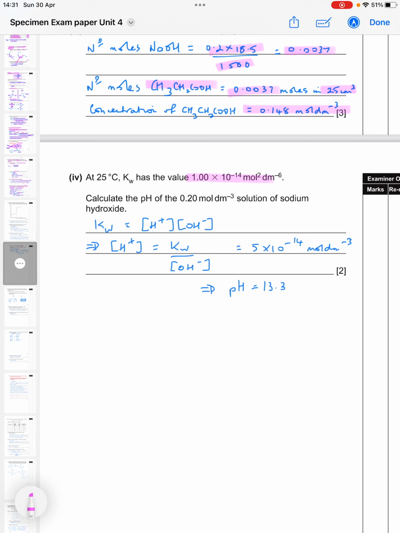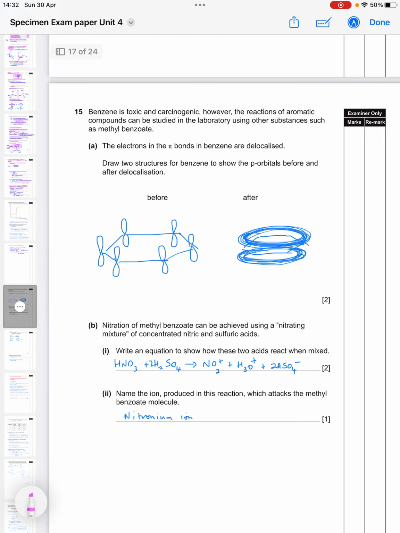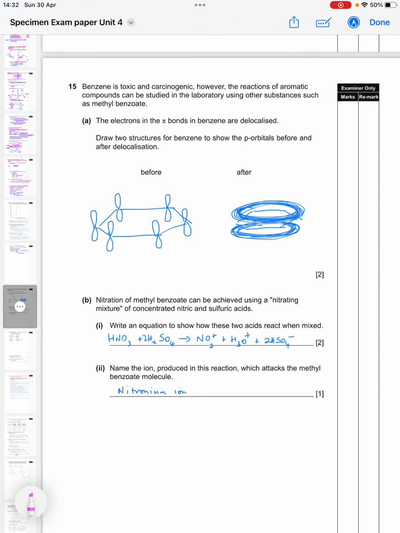Part 4, 25 degrees, Kw has the value 1 by 10 to the minus 14 mole squared dm to the minus 6. Calculate the pH of a 0.2 molar solution of sodium hydroxide. So Kw is the concentration of the hydrogen ion times the concentration of the hydroxide ion. So rearranging that, we've got the hydrogen ion on the left, we've got Kw over the OH minus concentration. Work that out, it gives you 5 by 10 to the minus 14 moles per dm cubed. And then the pH from that is the negative log of the hydrogen ion concentration, so it's 13.3.